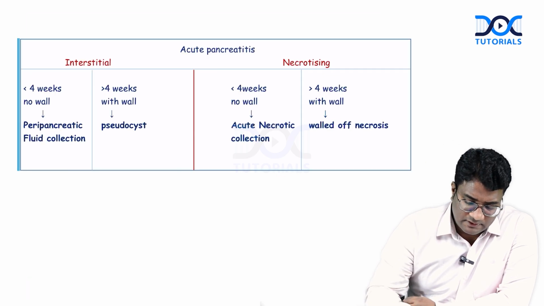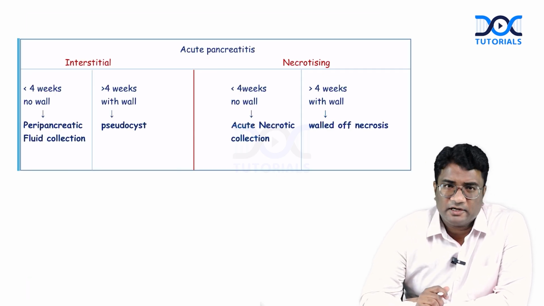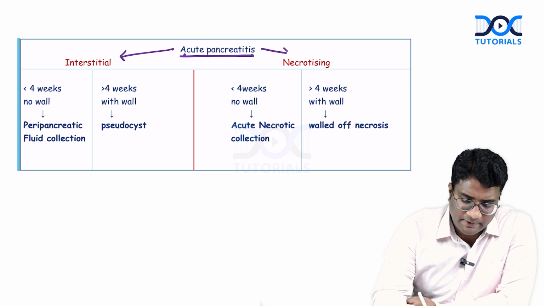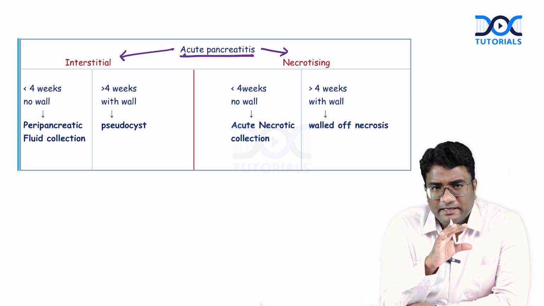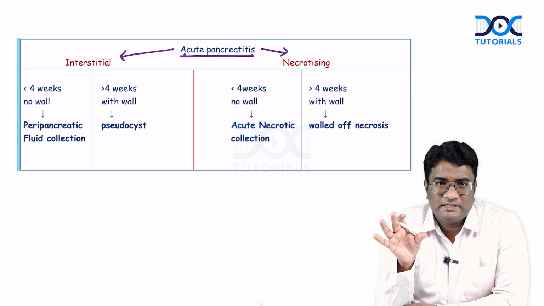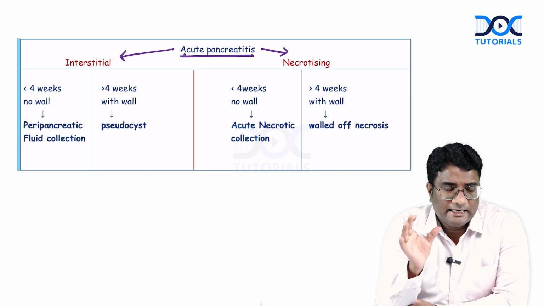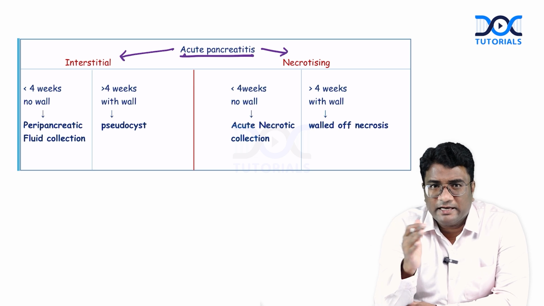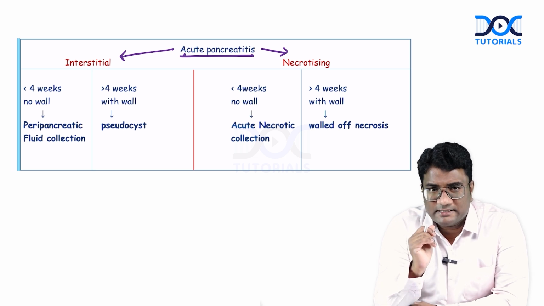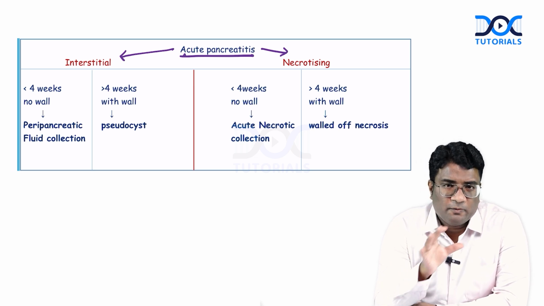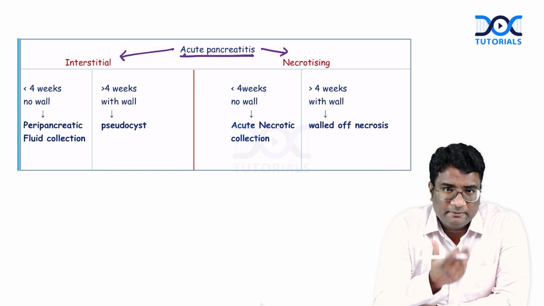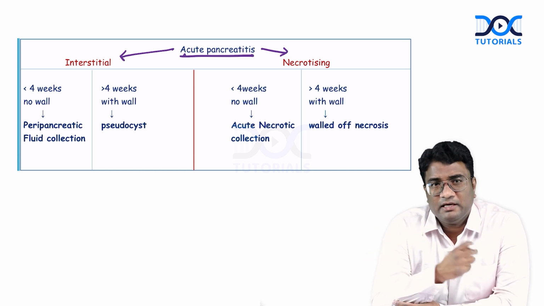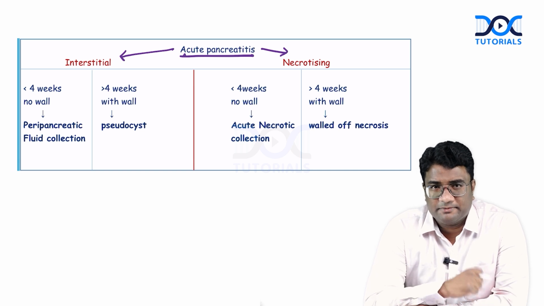So, the names of these collections around the pancreas after acute pancreatitis depend on whether it is an interstitial pancreatitis or necrotizing pancreatitis. An interstitial pancreatitis would have a uniform, homogeneous inflammation of the pancreas, without any necrosis in between, without any non-enhancing areas in between. Whereas necrotizing will be a more virulent type of pancreatitis where you have enhancing and non-enhancing, dead necrotic material within the inflamed pancreas. That is a necrotizing pancreatitis.